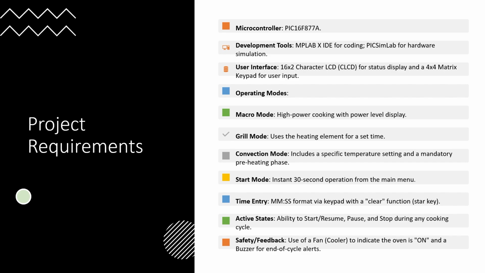So firstly, when the system is powered on, the CLCD should display a welcome message, powering on microwave oven. After that, the screen should show the operating modes: micro mode, grill mode, convection mode, and start mode. I will give you the overview in detail when I simulate in PICSimLab also.